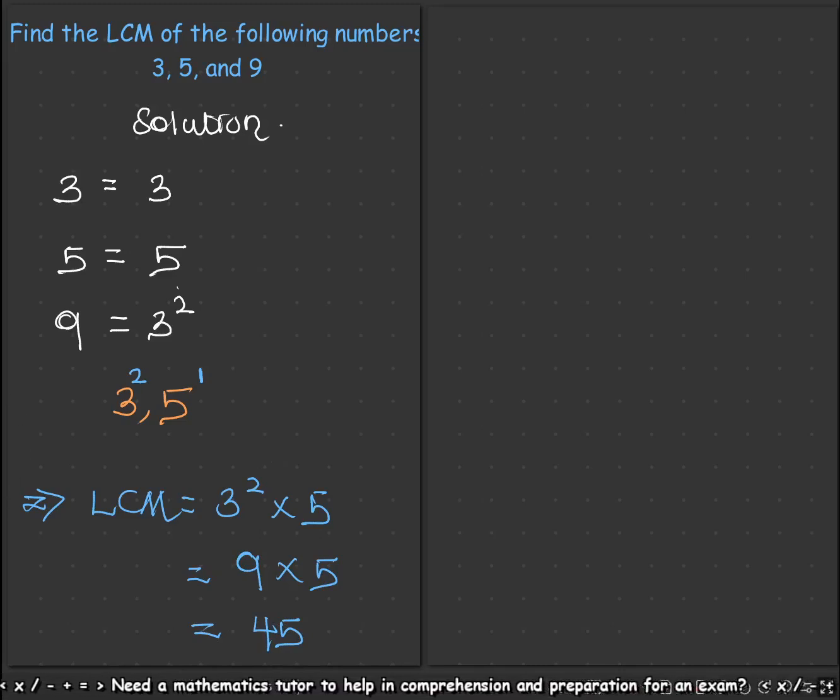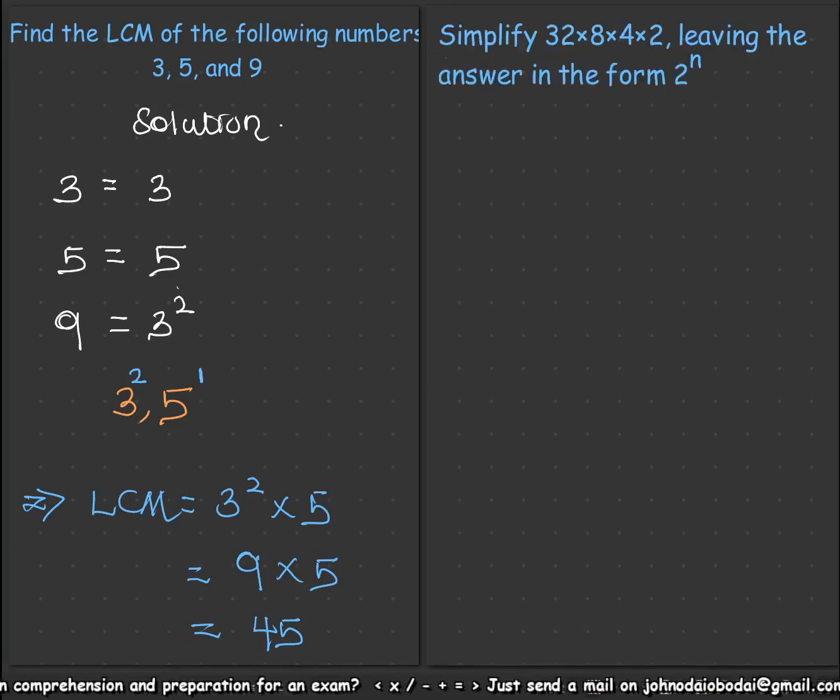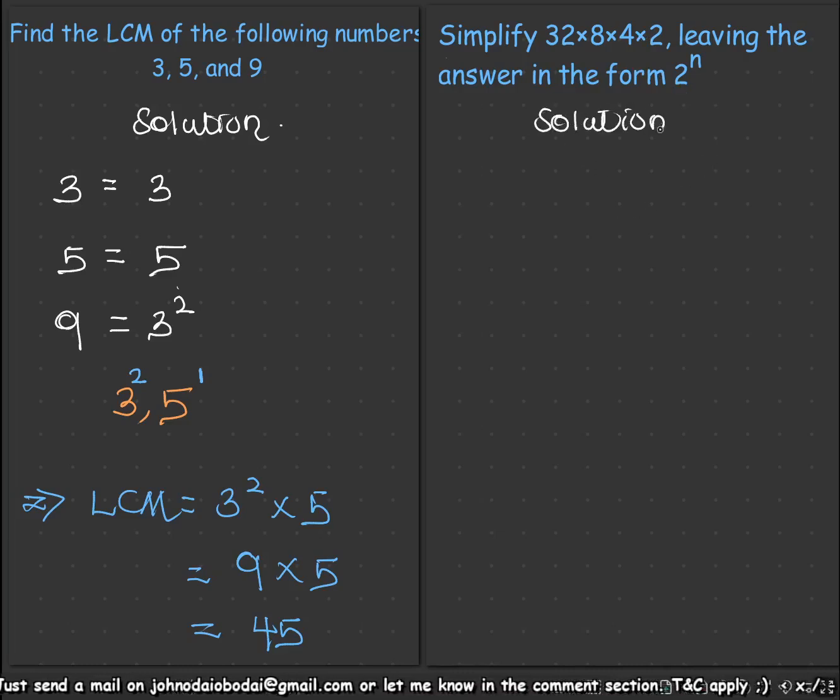Let's look at our last question. Now, this last question is asking us to simplify 32 times 8 times 4 times 2, and we have to leave our answer in the form 2 to the power n. This is more related to what? Index notations. You see, so it's saying we should leave our answer as 2 to the power n.